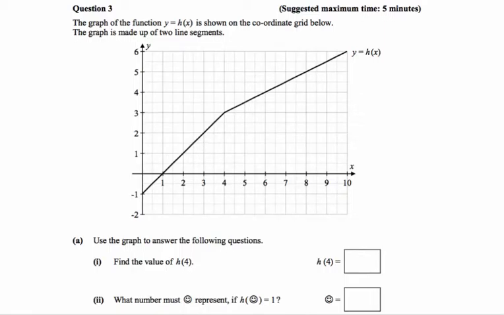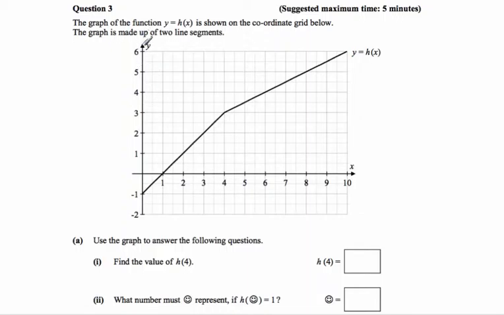This is question 3 from the 2016 Junior Cert Ordinary Level, Paper 1. In this question, it says the graph of the function y equals h of x is shown on the coordinate grid below. The graph is made up of two line segments. So that's this graph here. There's the two line segments. And the name of this graph is y is equal to h of x.